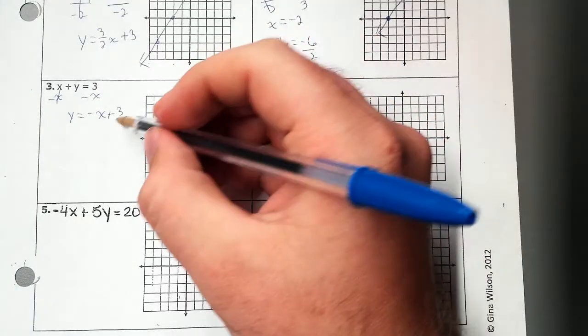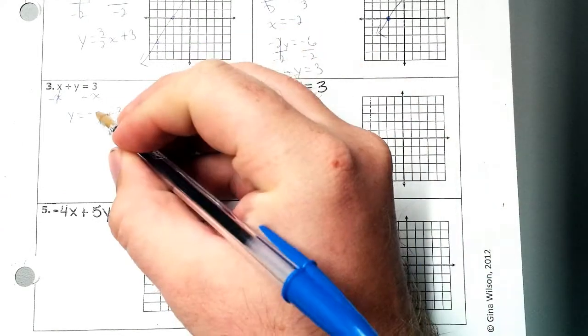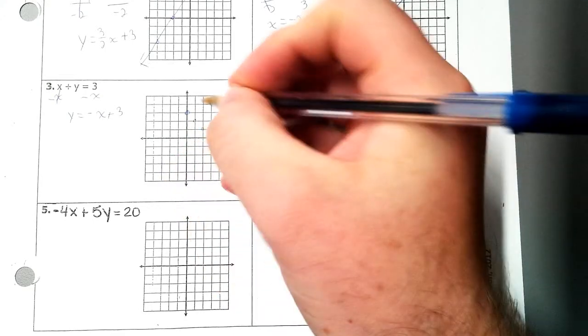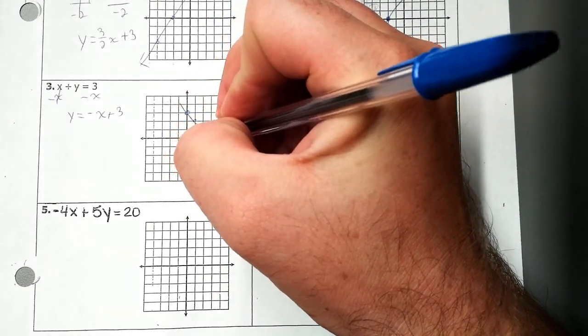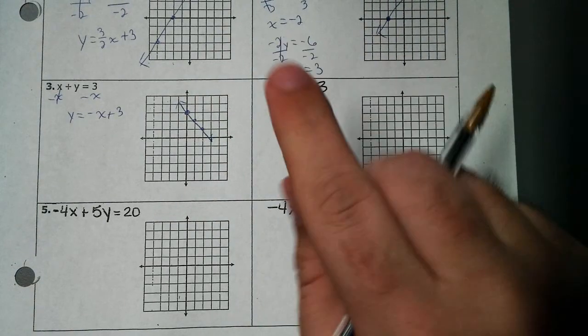Now let's graph it. Positive 3 is our y-intercept. Slope is negative 1, so down 1 over 1. Down 1 over 1, and there's our line. Let's see if it matches up with this one over here.